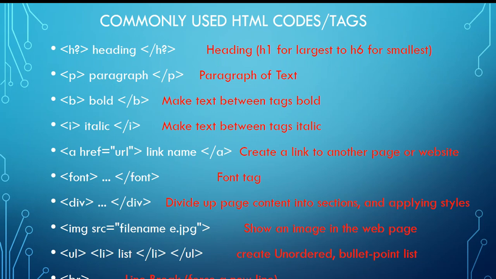Then P for paragraph. Then here you can see B. This tag B is used to make the text between tags bold. Then comes HTML code, which is denoted with the letter I. It makes the text between the tags italic.